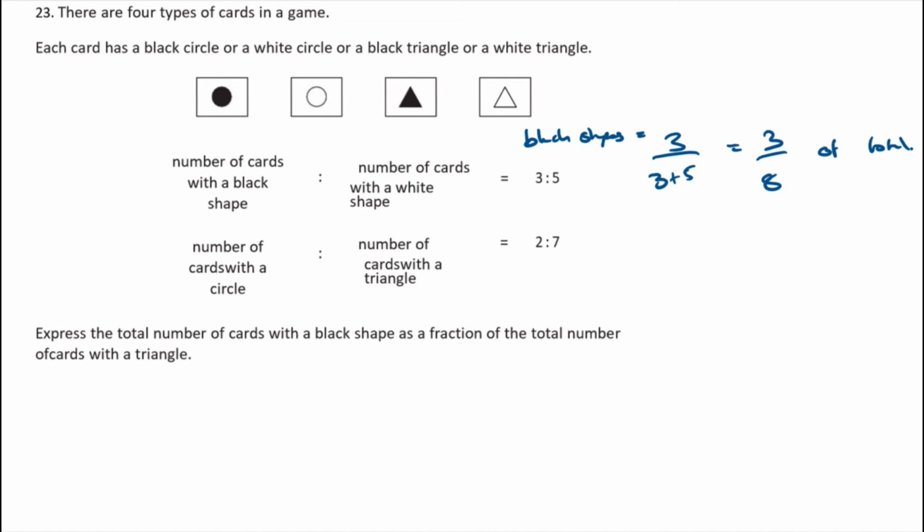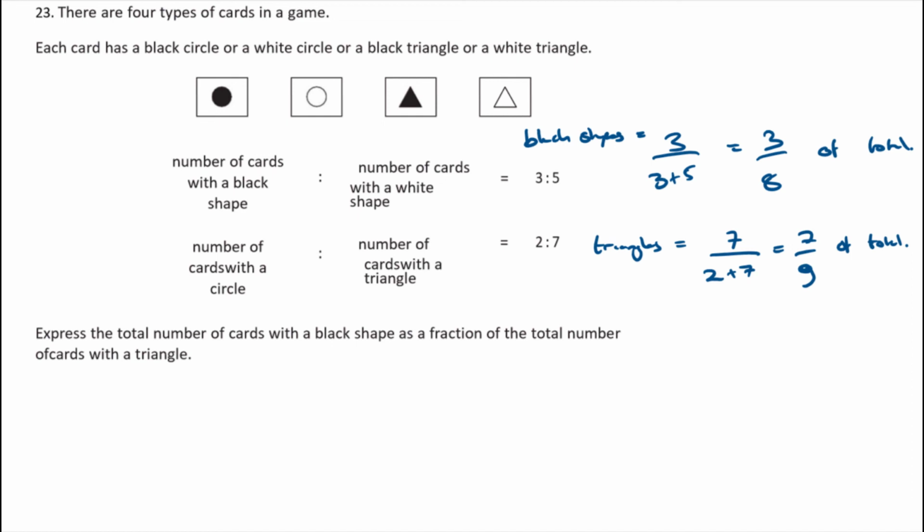Express the total number of cards with a black shape as a fraction of the total number of cards with a triangle. So the total number of cards with a triangle, that is going to be, well, there are 7 out of 2 plus 7, or 7/9 of total. Okay, so the number of triangles is 7/9 of the total, and the number of black shapes is 3/8 of the total.